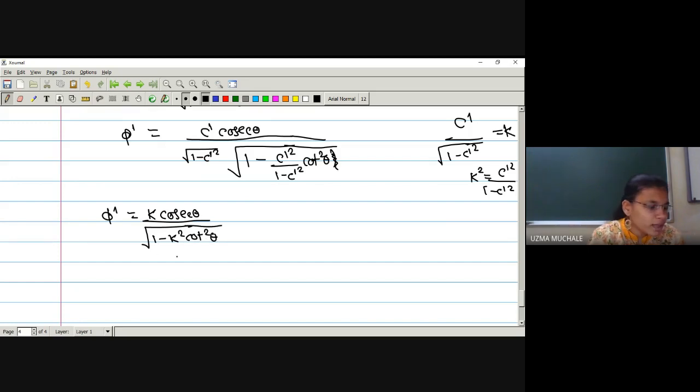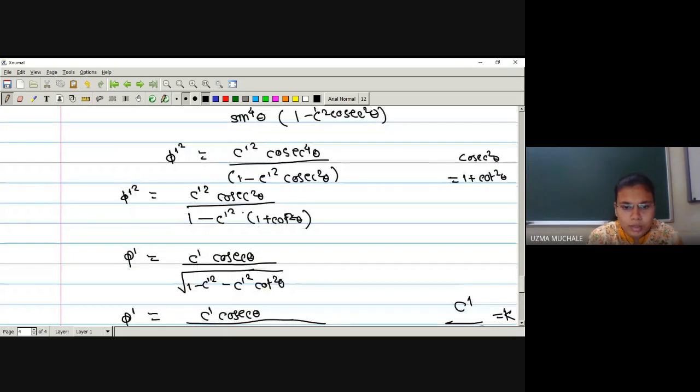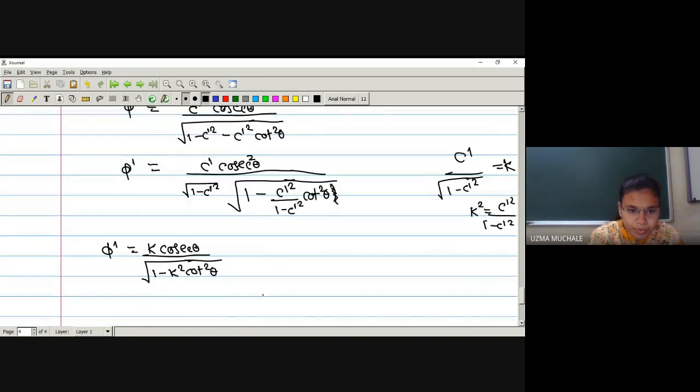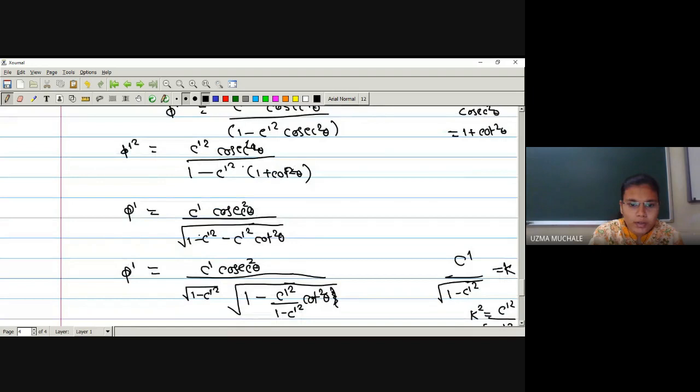Actually here it should be cosec raised to 4 theta, it was 4, and nobody told me. With 4, after taking the under root, cosec square will come here. Here also it will be cosec square, so here also it will be square. Actually it is 1 by sin raised to 4, so it will be cosec raised to 4. So if you take under root, it will be cosec square.